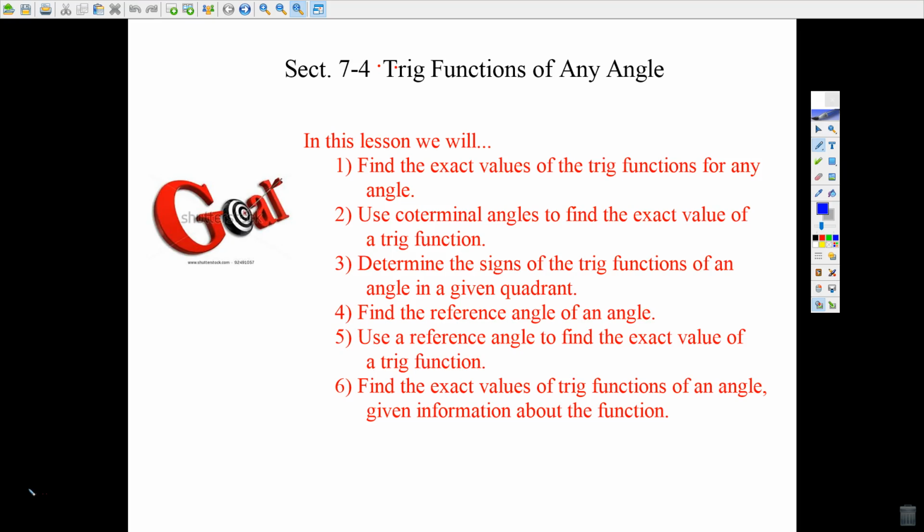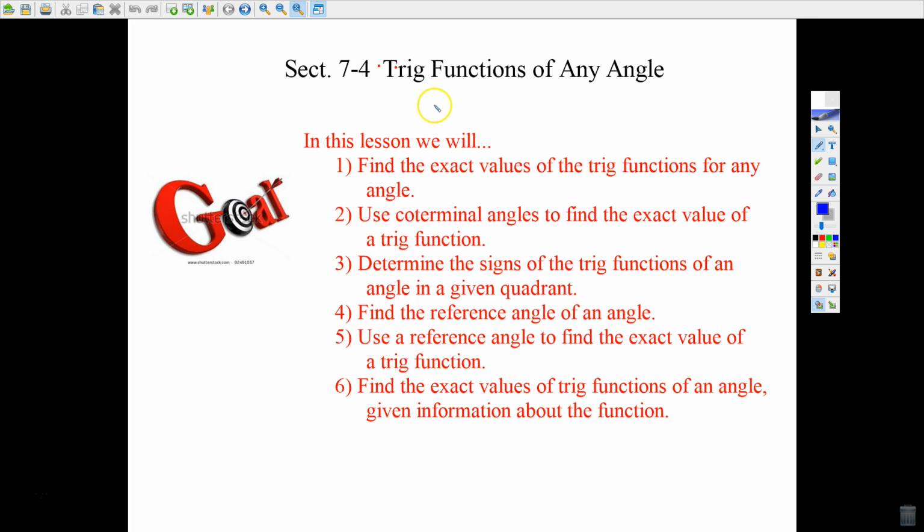Okay, so as we move into section 7.4, let me just paint the difference between what we just did and what we're about to do. In the previous lesson, we were concerned about getting really familiar with some popular angle measurements, trig values of particular angles like the 30, the 45, and the 60. And we used special right triangles to help us get familiar with those.